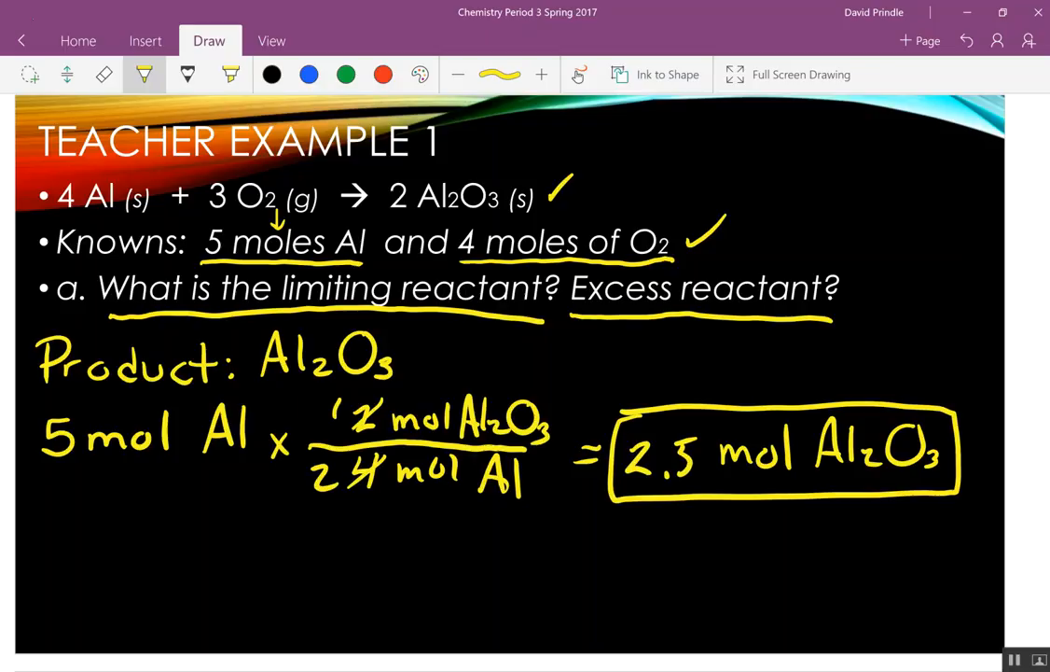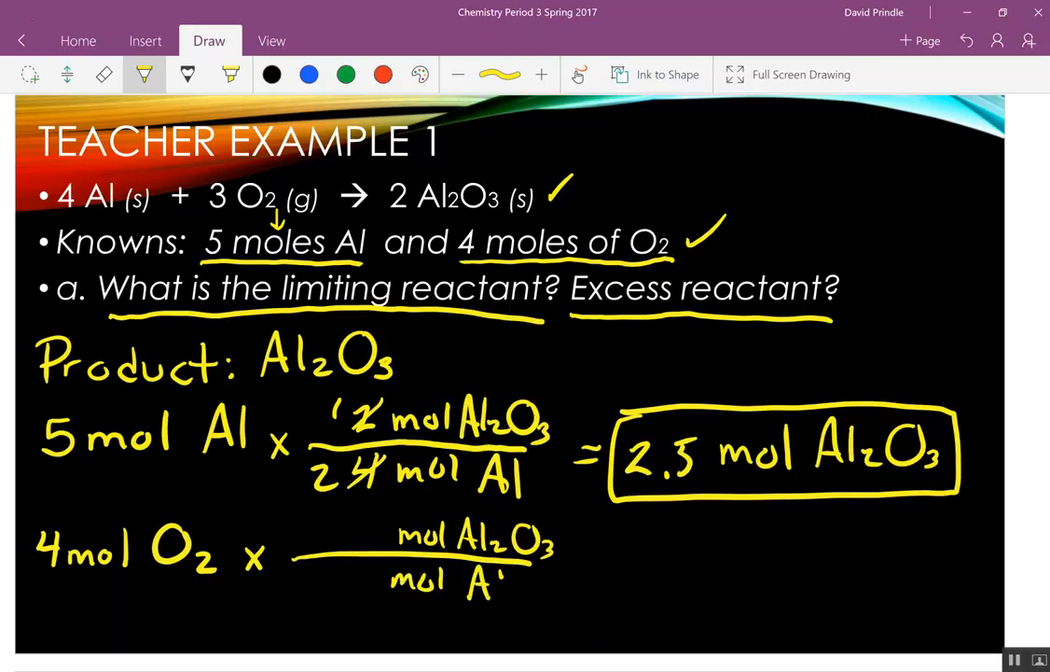Now, we start over again and do the same process with oxygen, O2. What's in every stoichiometry problem? Mole ratio. That will probably be a question on your quiz tomorrow. What's the ratio of aluminum oxide to oxygen? What do we got? 2 to 3. Can't really mess with that, right? So 4 times 2 divided by 3. Somebody? 2.6. 2 point, we'll round it off, 6, 7.